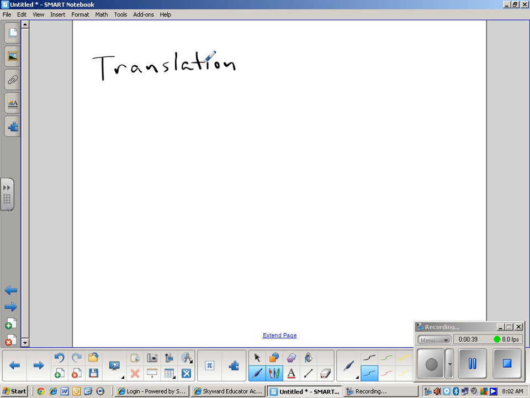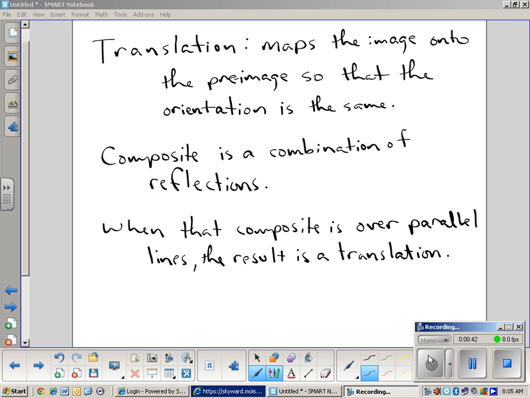I'm going to pause this so I can write easier. So while you're writing, I'll read through this, make sure you read my writing. Translation maps an image onto a pre-image so that the orientation is the same. Again, it's not a great definition because that's also true for rotations, which we'll talk about tomorrow.